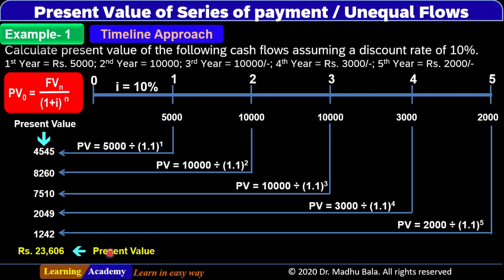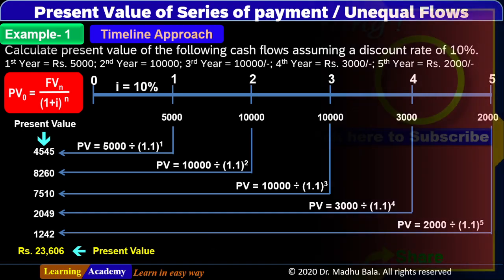तो यहाँ पर हमारे पास total present value आ जाती है unequal cash flows की at zero time period. So value is rupees 23,606. So this is how we can compute the present value of unequal cash flows using the timeline approach also. I hope you must have understood this concept very well. In the next video, we will discuss how we can compute the present value of annuity using the discounting technique.